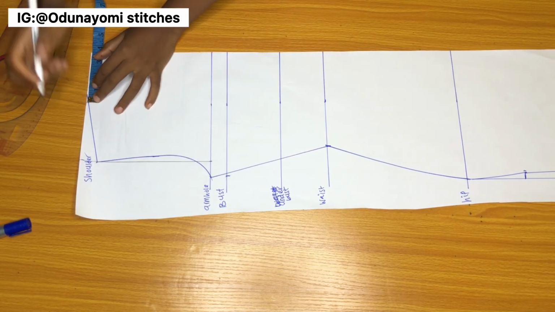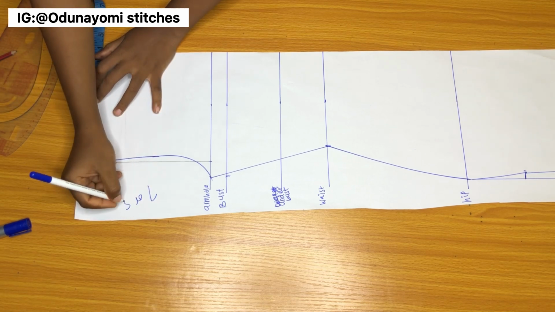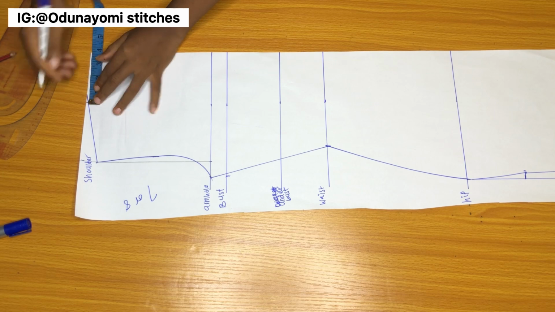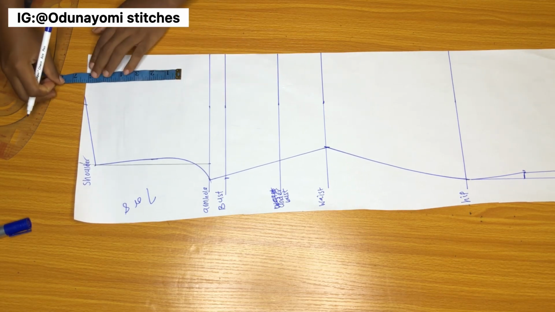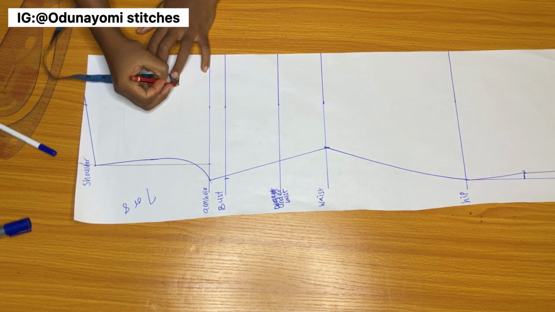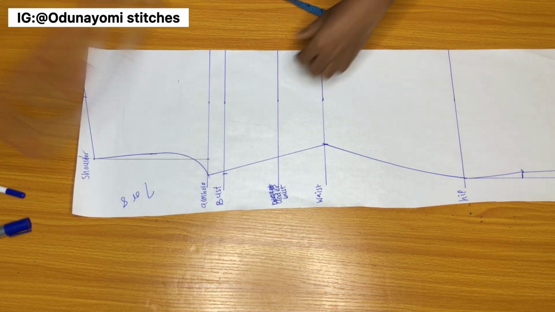Now for the neckline here, depending on how wide you want your neckline to be, you can either use 7 or 8. If you are a small size, please use 7. But if you're a big size, you can use 8. So I'll be using 3.5 inches wide. That's 7 divided by 2, that's 3.5.